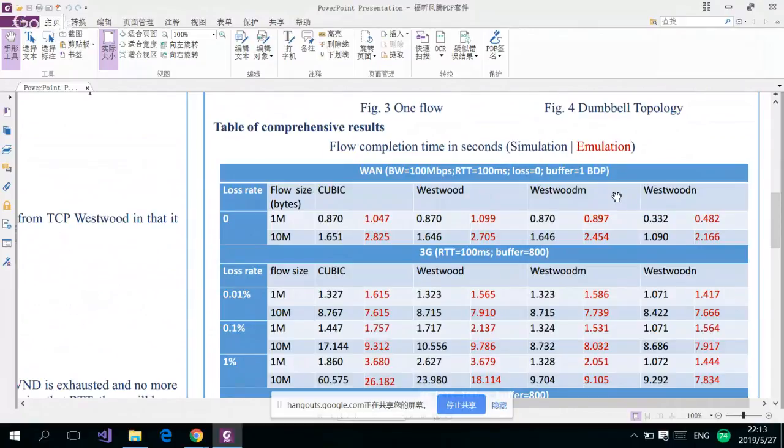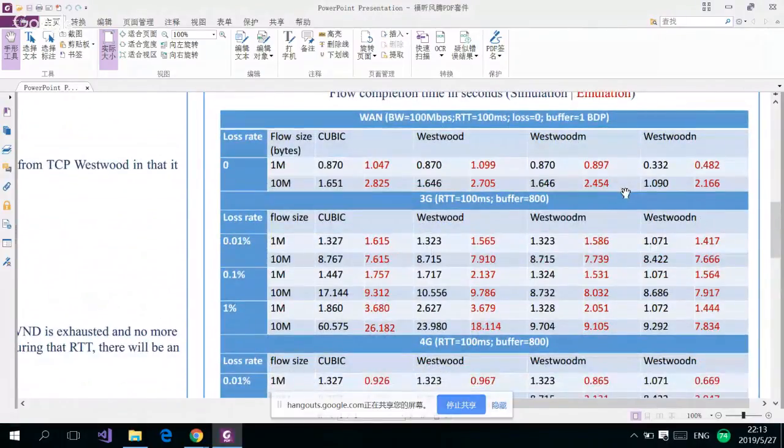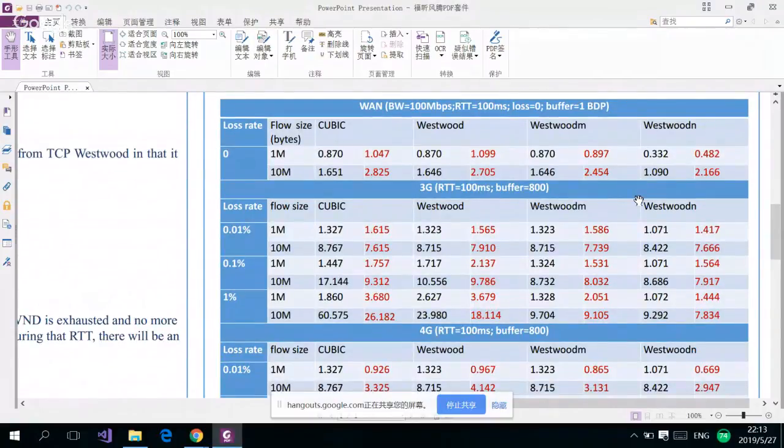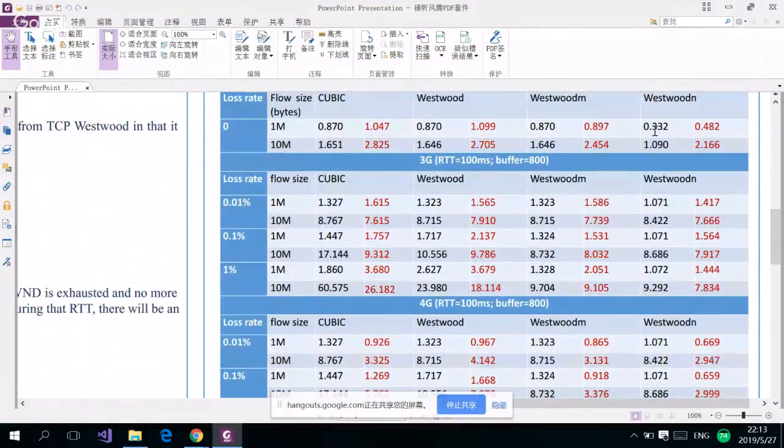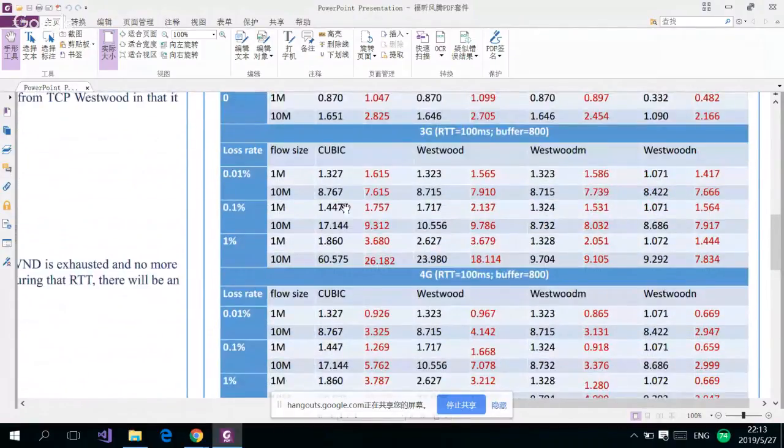Three different types of networks have been tested, including WAN, 3G and 4G networks. The 3G and 4G networks use trace data to simulate the varying bandwidth. The results show that the new algorithms, both of them, can reduce the flow completion time, and the reduction is more significant in lossy networks, for example, when the loss rate is equal to 0.1% or 1%.